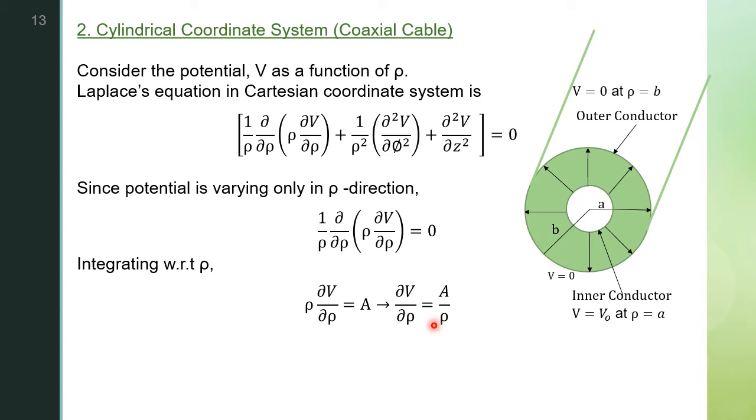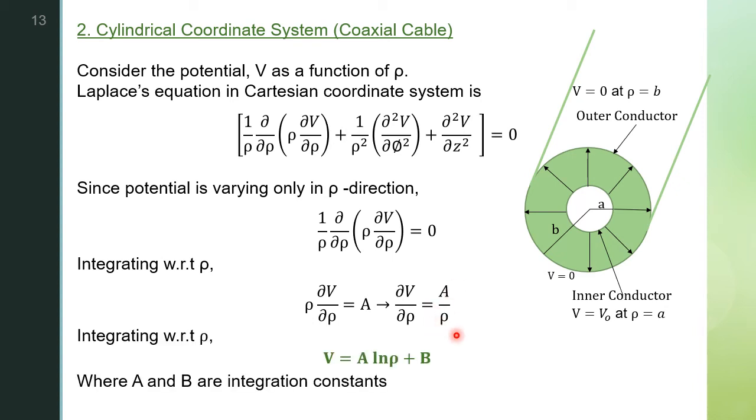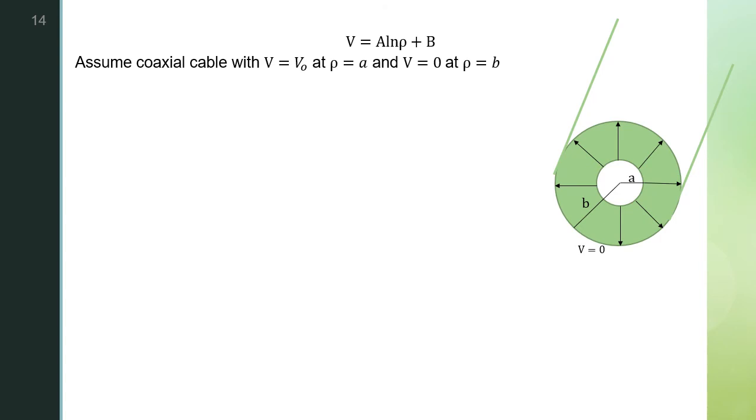Now integrating it once more, 1 by rho on integrating we'll get ln rho. So V will be equal to A ln rho plus B, where A and B are the integration constants. We got the expression as V equal to A ln rho plus B.